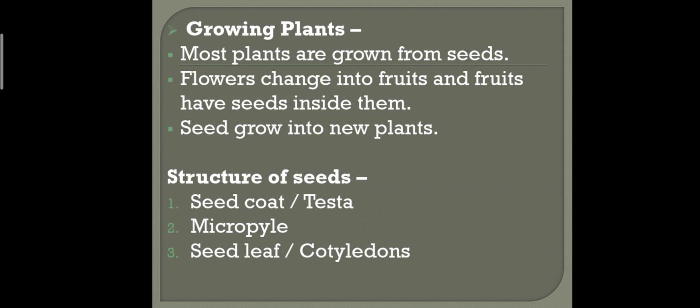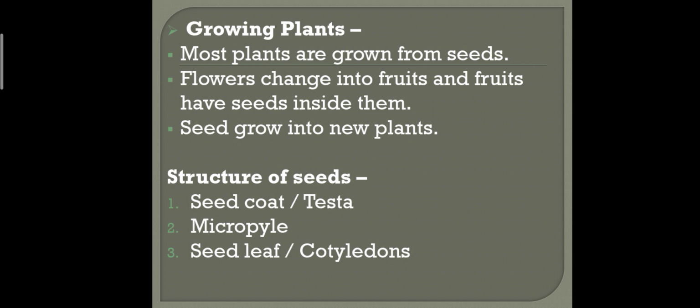Most plants are grown from seeds. Flowers change into fruits and fruits have seeds inside them. Seeds grow into new plants. For example, mango. When we eat the fleshy part of the mango and we sow the seed in the soil, after some days you are able to see a new baby plant from that seed, if they get proper quantity of air, water and warmth from the atmosphere.